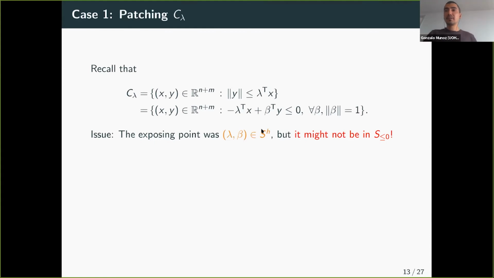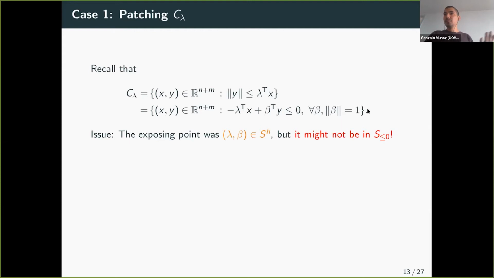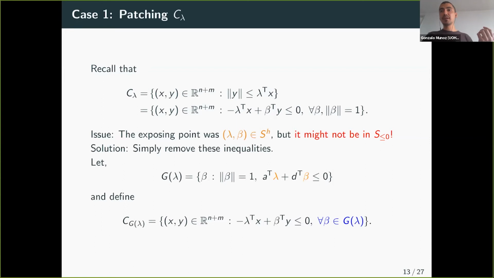Just to repeat, the issue is that the inequalities tied to this area will not have an exposing point in the orange set. Okay. So what can I do? Well, I just remove those inequalities. That's the idea. You take all of these inequalities whose exposing point was lost by this slicing that you did, and then you just remove them. You just remove all of those inequalities. And this is what we write here.